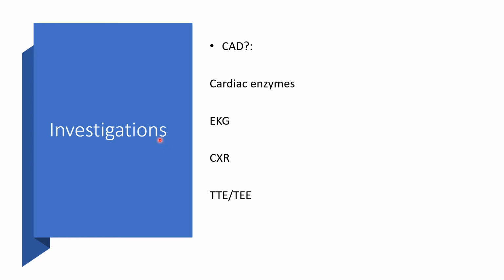You're not done with investigations? I'm sorry, I'm not done. Why? Oh, let's see what's happening as per coronary artery disease. Let's have cardiac enzymes done, the EKG, the chest X-ray, and echo, which could be transthoracic. And if you are strongly pressed to know that something is happening, that a clot is already forming somewhere, you can have a transesophageal echo done.